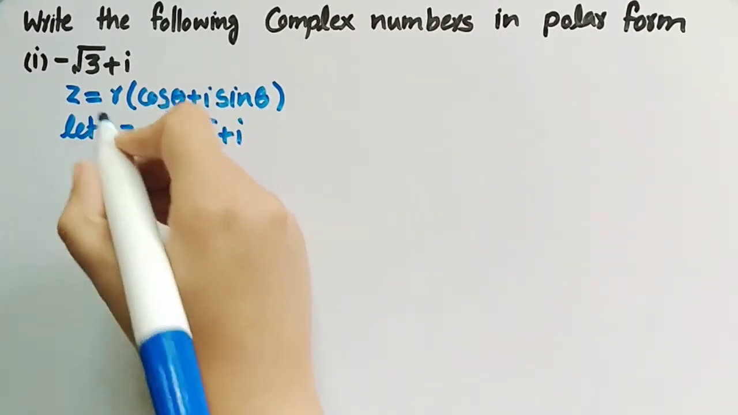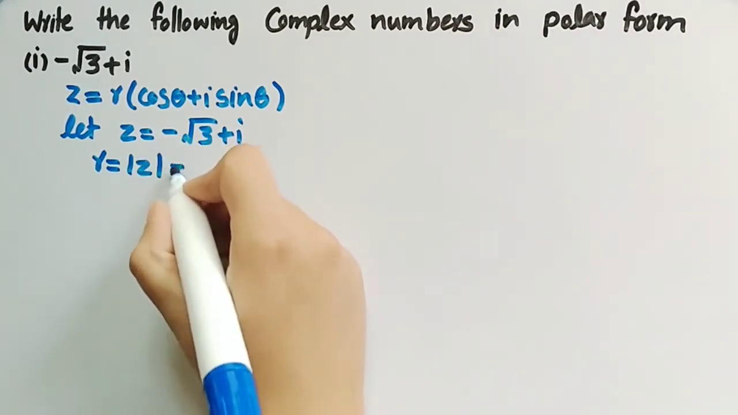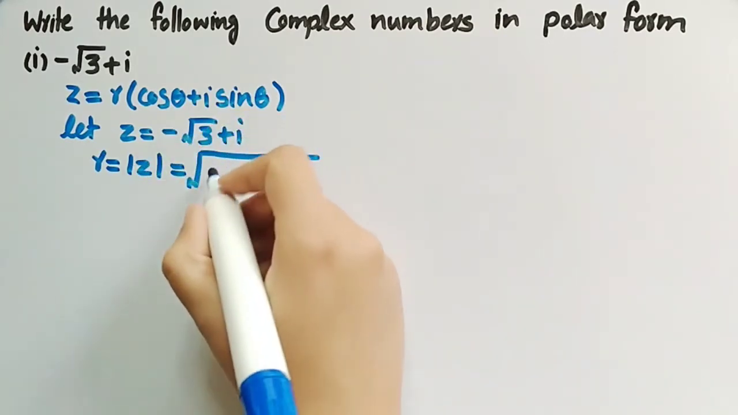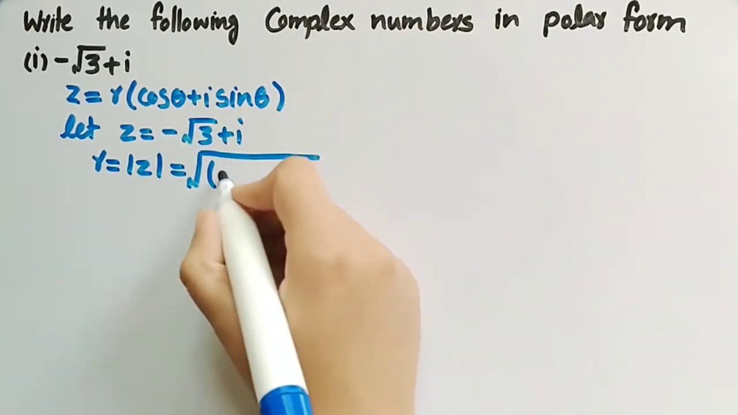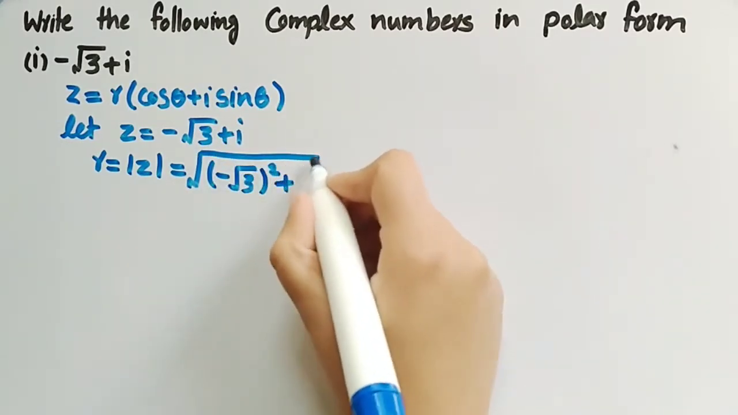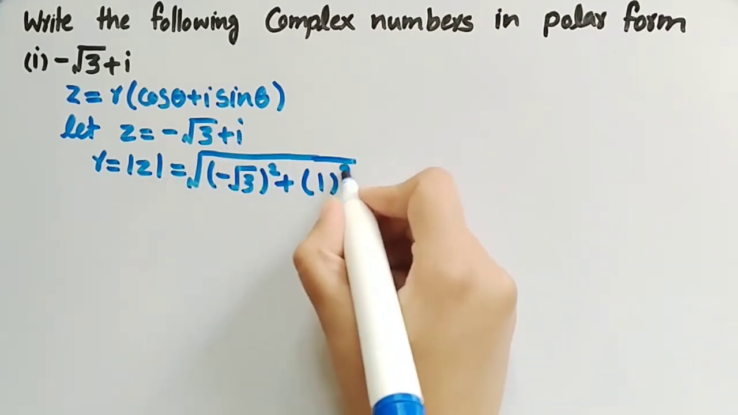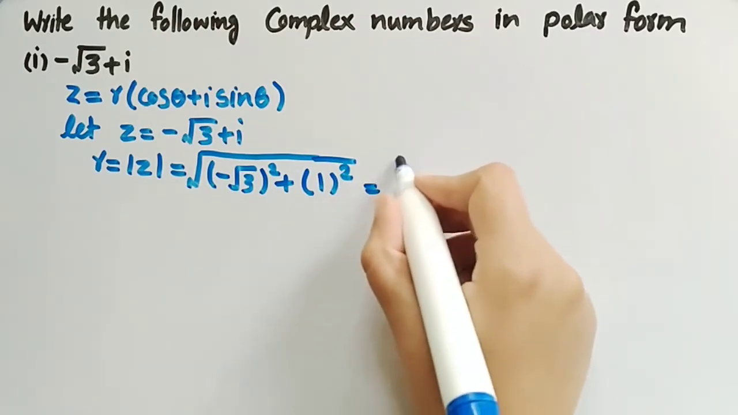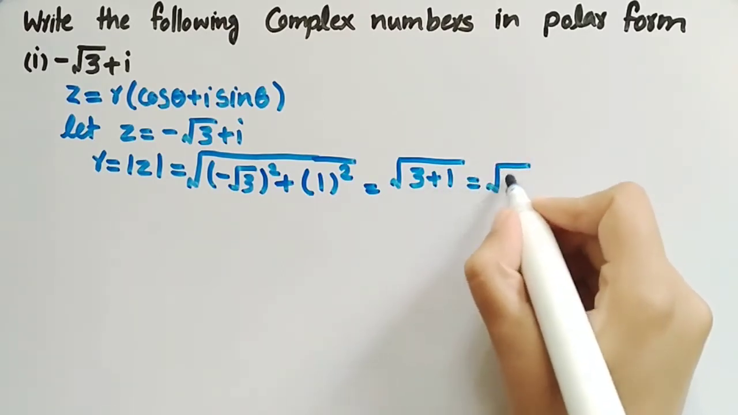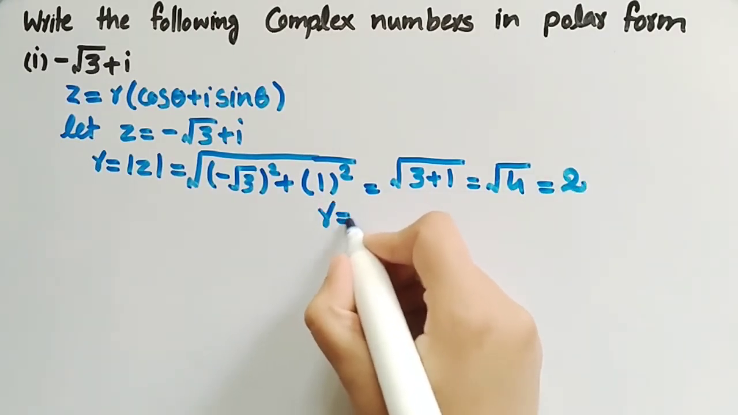Firstly, we will find the value of r, which is equal to mod of z, and mod of z is equal to square root, and under the square root the square of the real part of the complex number z, which is minus square root 3 whole square, plus the square of the imaginary part of the complex number z, which is 1. It is equal to square root of 3 plus 1, which is equal to square root 4, and it is equal to 2. So the value of r is equal to 2.